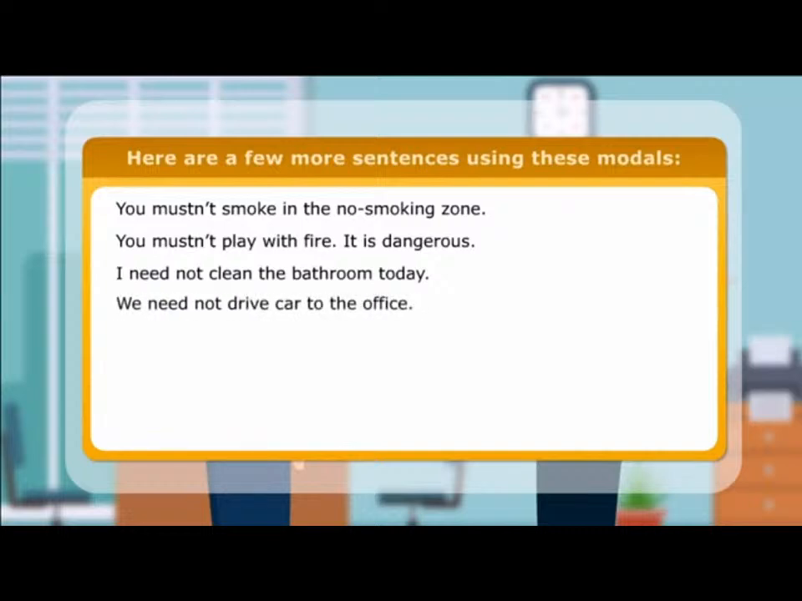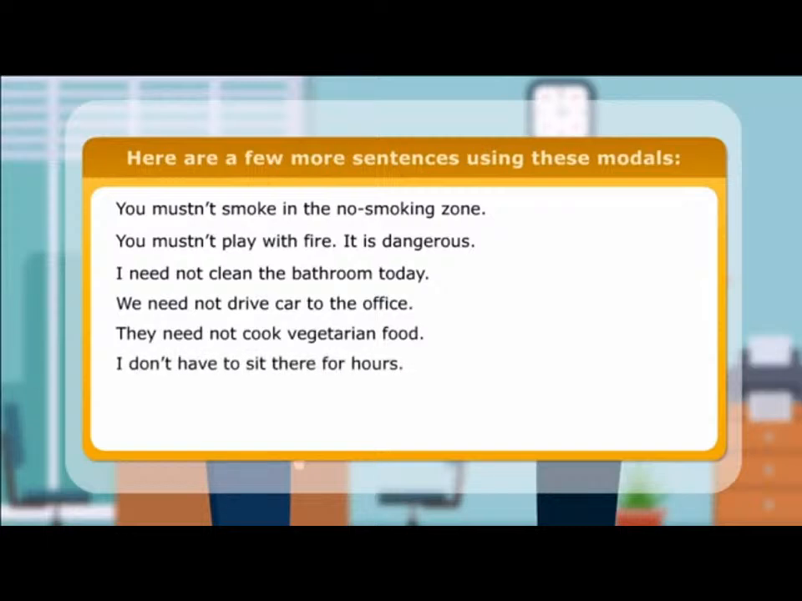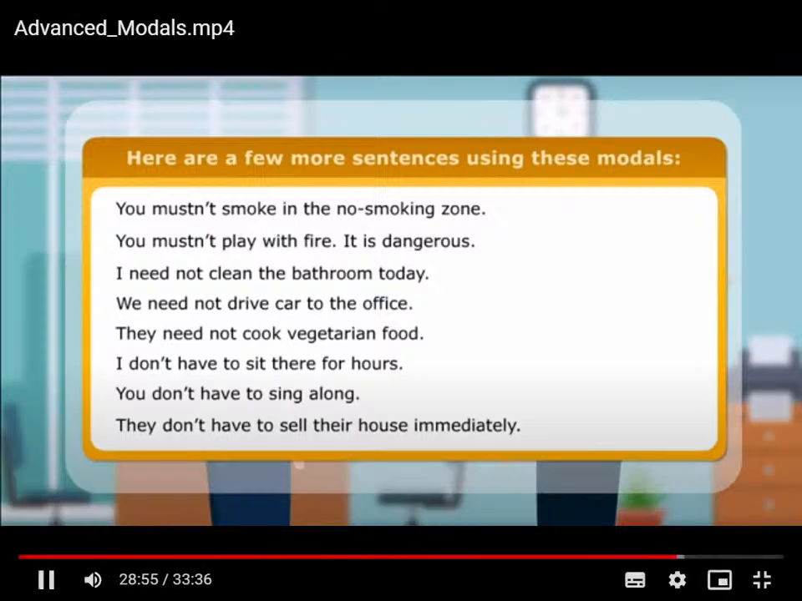I need not clean the bathroom today. We need not drive a car to the office. They need not cook vegetarian food. I don't have to sit there for hours. You don't have to sing along. They don't have to sell their house immediately.